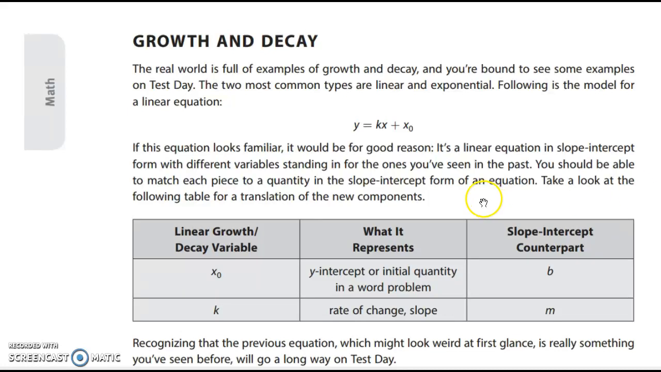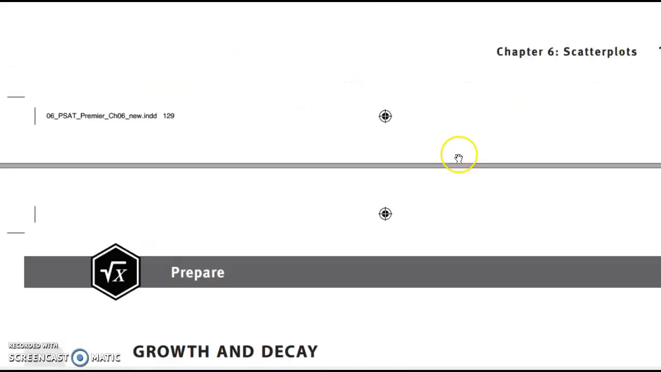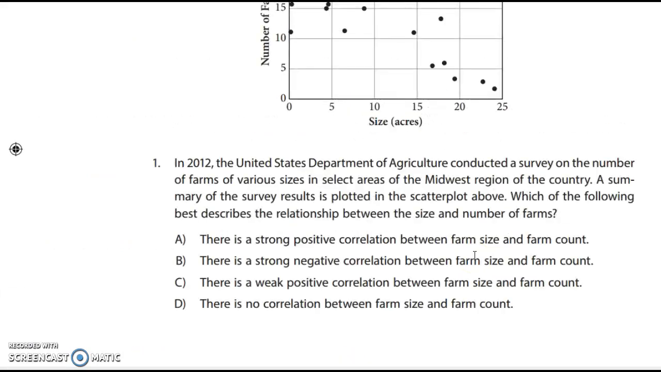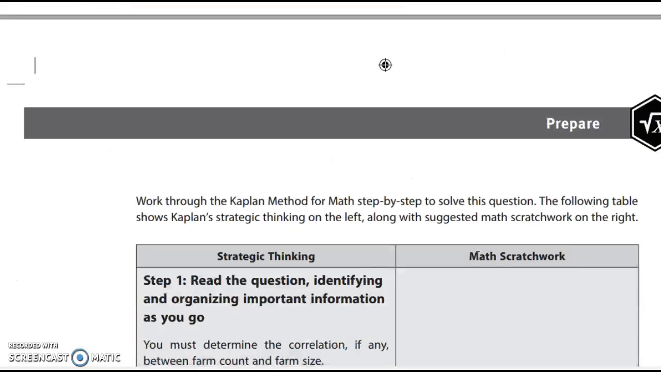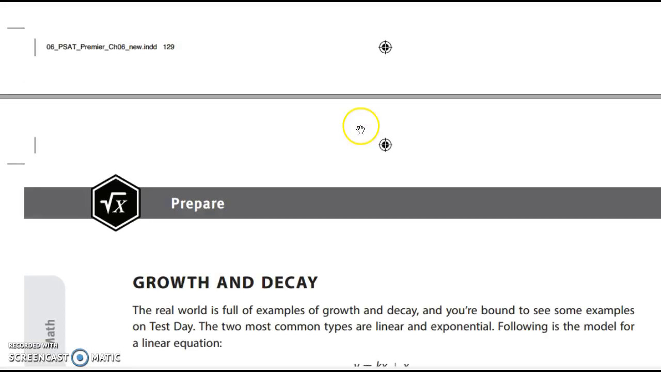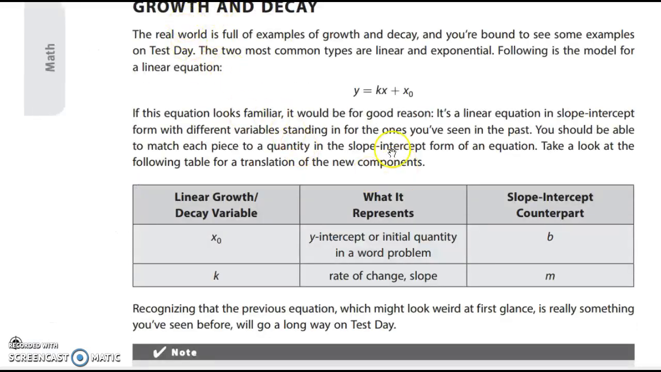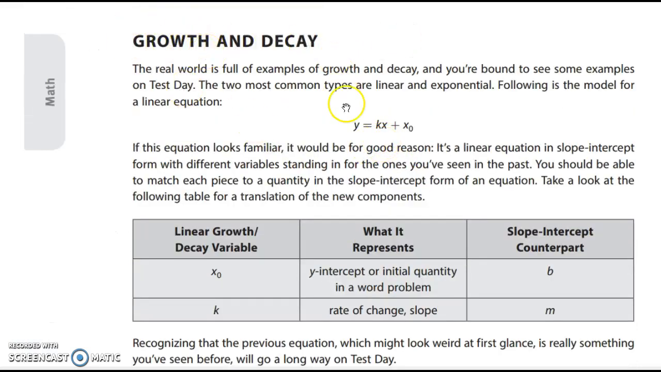Good evening, everybody. What I want to talk about involves Chapter 6 in your PSAT textbook, which deals with scatter plots and the exponential equation. I'm skipping over the whole scatter plot thing, though send me an email if that's something you want to talk about. But what I want to focus on is the exponential equation, the growth and decay thing.